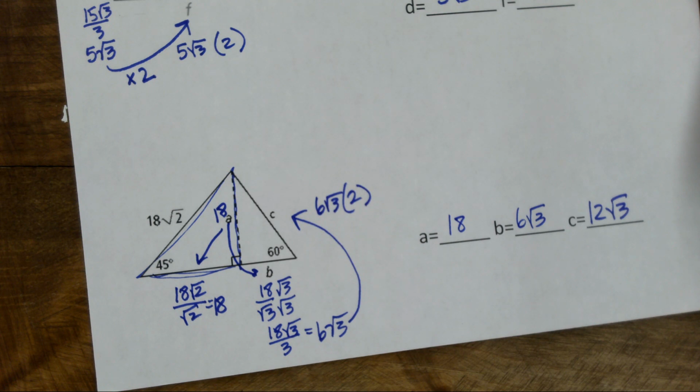So you would actually do 3 divided by the square root of 3, because that's the long side over the square root of 3. Then you'll have to rationalize your denominator.